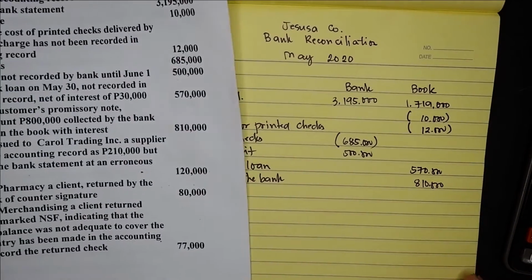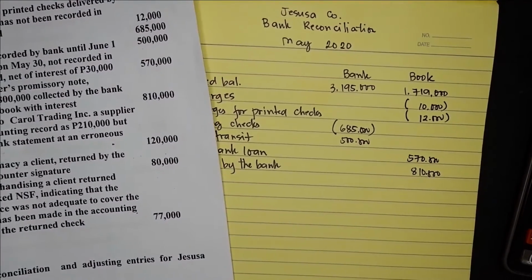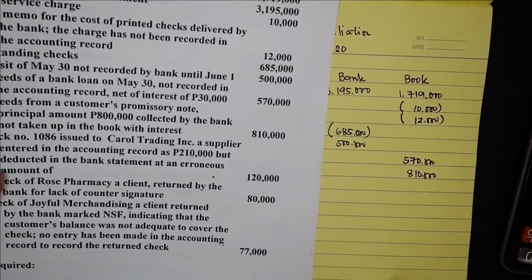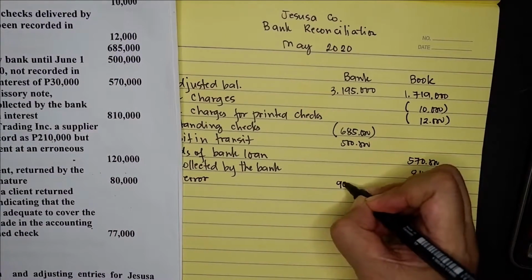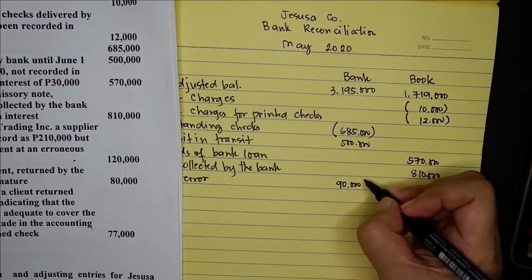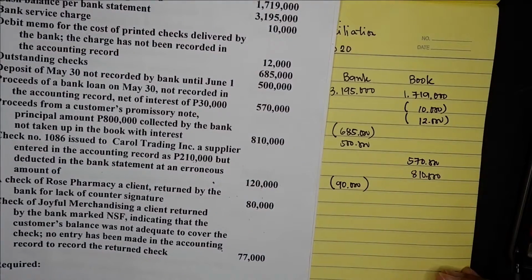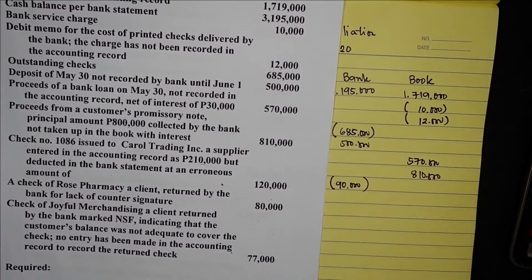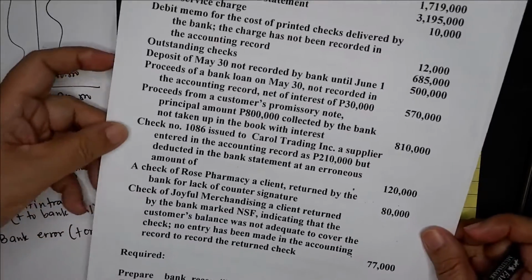Okay, the 90,000 difference, what is that? That is understatement of a deduction. So we have 90,000 minus, okay, because they only deducted 120, they should have deducted 210. So we have minus 90,000.